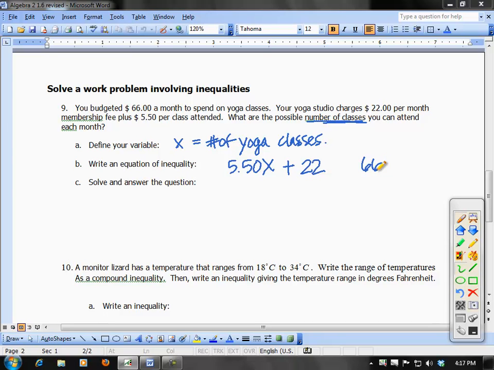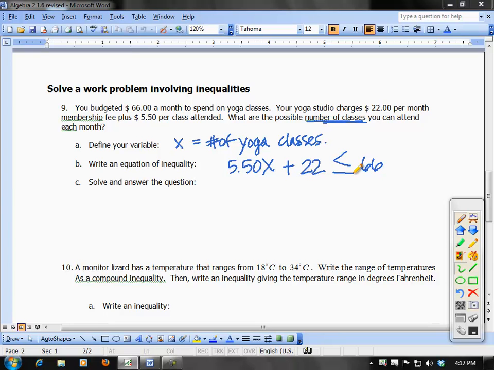Now, the question is, it can't be an equal sign. Because do I have to spend the $66? No. I mean, I could spend $44 if I wanted. But what is the possible number of classes you could go to? So I want to know what's kind of that maximum number. Well, since 66 is the max I can spend, the total that I pay has to be less than or equal to that 66. I can't go over the 66 or I don't know where my money's coming from. Okay? So here's our inequality.